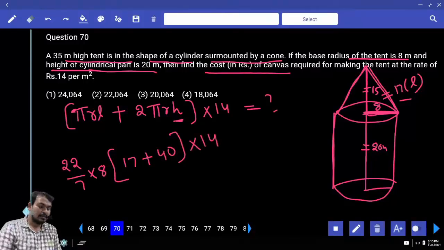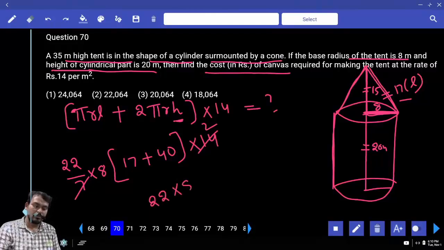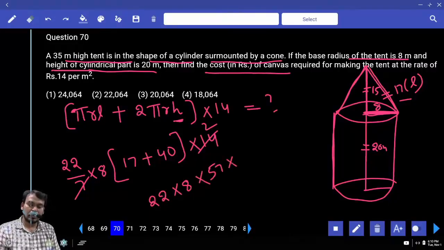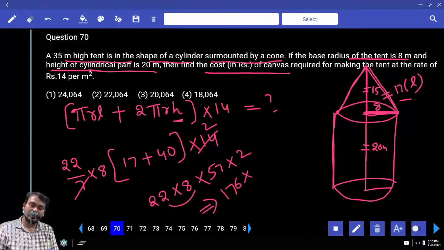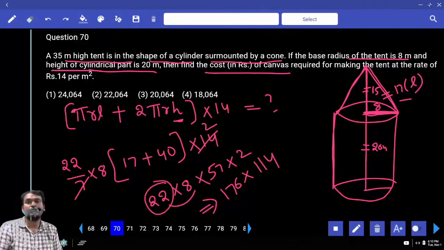7 goes into 14 two times. So 22 into 8 into 57 into 2. 22 into 2, then 176 into 57 gives 10032... ending with 4. Already we know 22 means it is a multiple of 11.